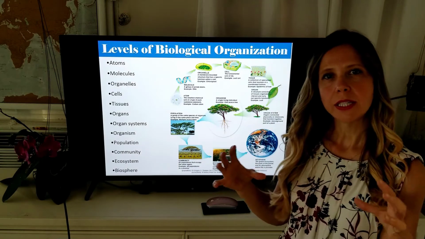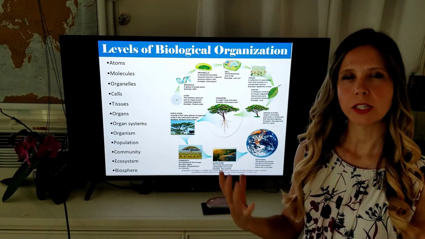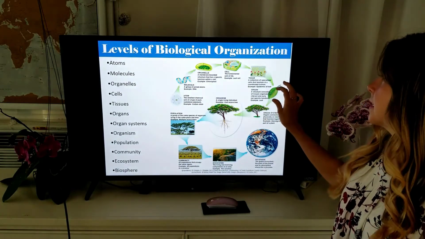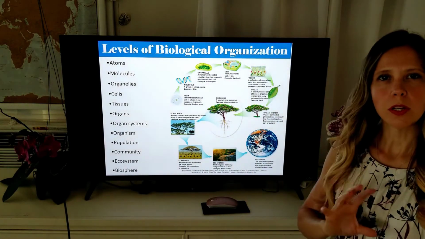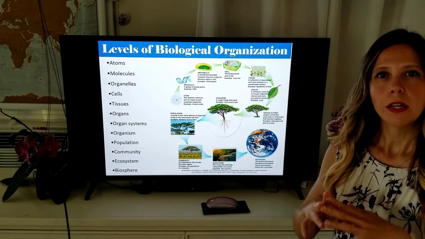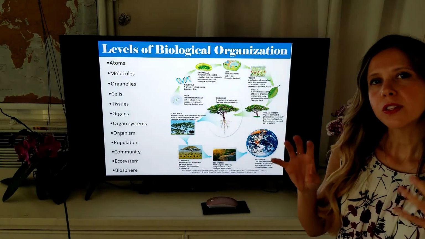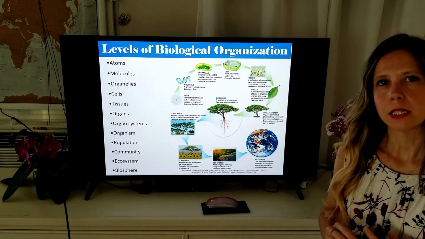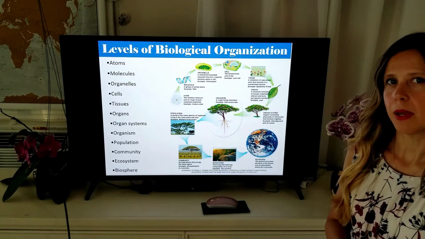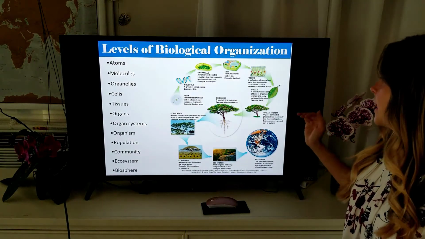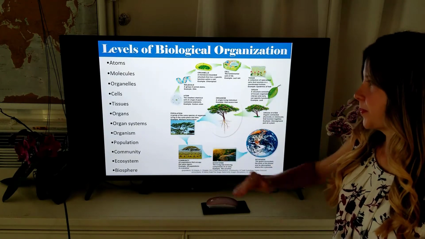Then we'll have tissues that are going to work together for an even broader function, and we call this collection of tissues an organ. So in this case, the leaf is going to be our organ. Different organs will then coordinate and work with one another to form an organ system. And then all the different organ systems within that organism are going to interact and work together to form the organism as a whole.